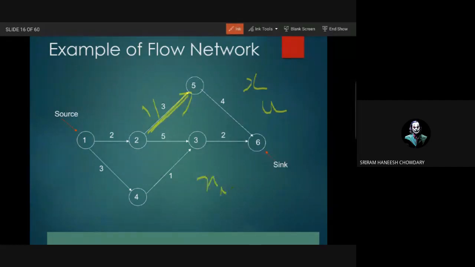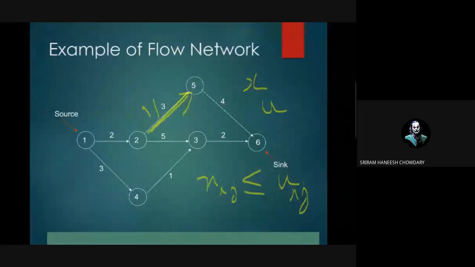Always your Xij must be less than or equal to Uij. What is Xij? Actually, the number of materials that are flowing through a particular edge. That is what Xij is. What is Uij? The maximum capacity of that edge is going to be the Uij. Always Xij must be less than or equal to Uij. This constraint is called the capacity constraint.